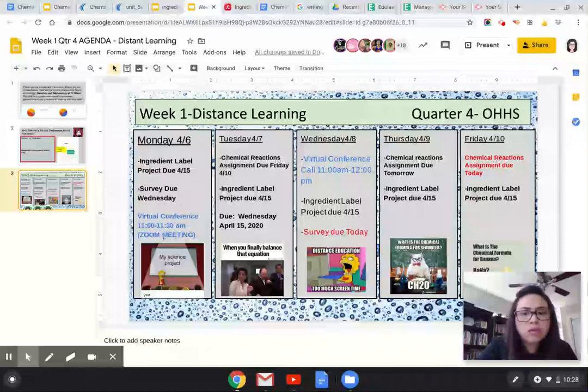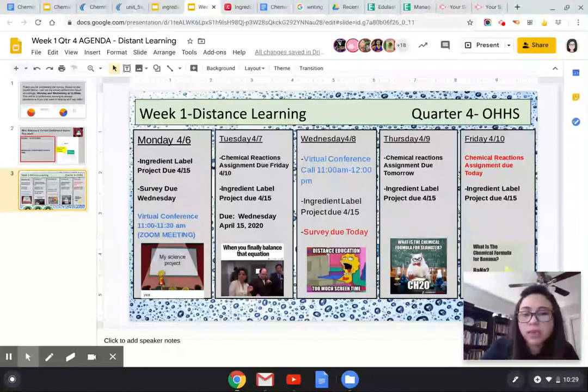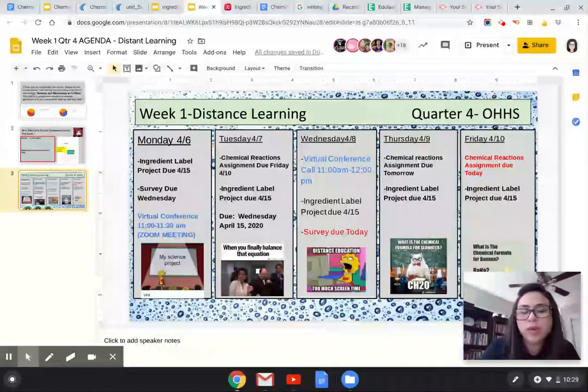A couple of things that you need to work on this week will be completing that survey. If you haven't, that's going to be due on Wednesday. Then we have a chemical reactions assignment that I'm going to assign you tomorrow. That will be due Friday. And then your ingredient label project will be due next Wednesday. So you have this week and then half of the next week to work on your project.